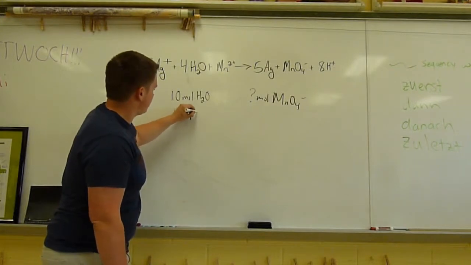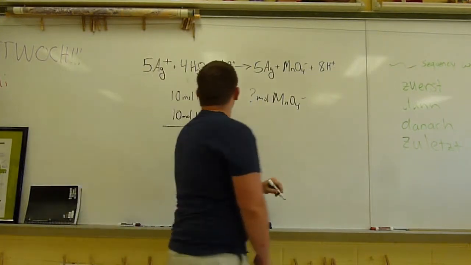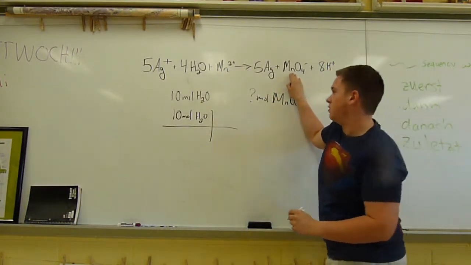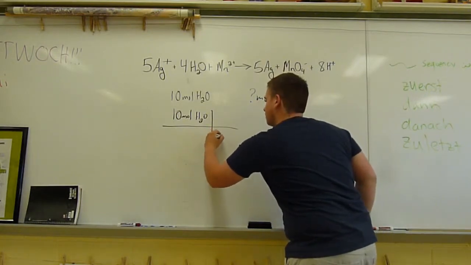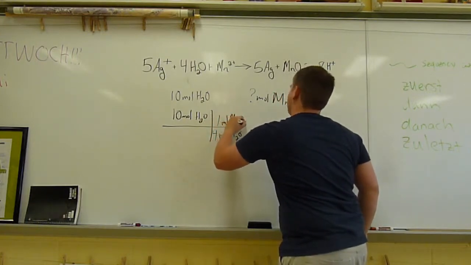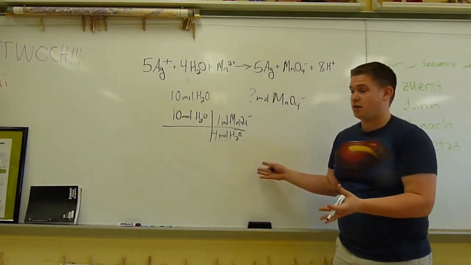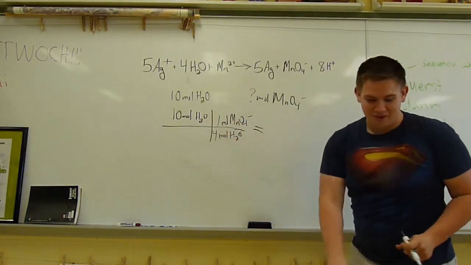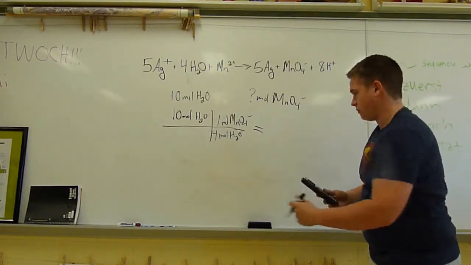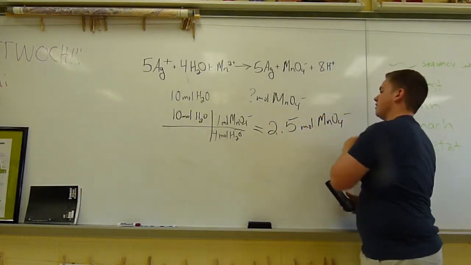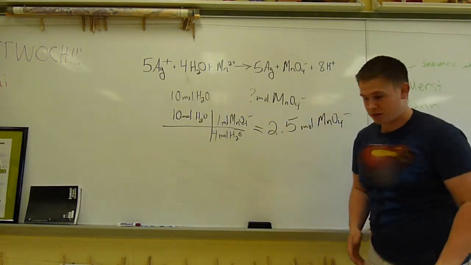So we start out just like we did with the other ones. We start with what we know in the top, which is 10 moles of H2O. We know that for every 4 moles of H2O, 1 mole of MnO4 minus is produced. That's all we have to do for this T-chart, because we're just doing a mole to mole. So we simply take 10 divided by 4, which is 2.5 moles MnO4 minus produced for every 10 moles of H2O consumed.